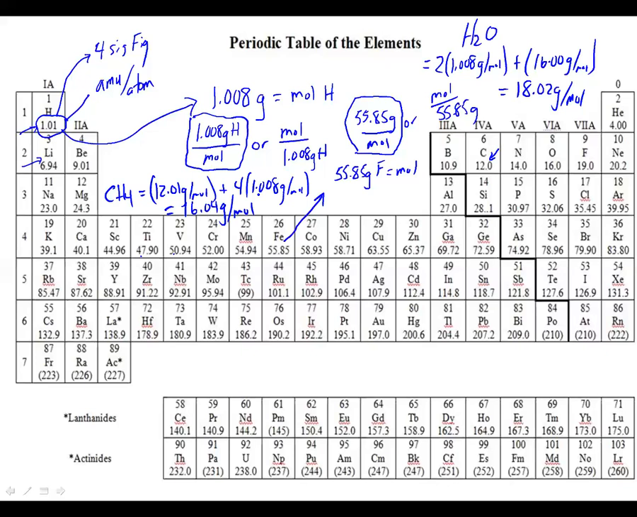So we could calculate the molar mass for an individual element. We could also calculate the molar mass for a molecule as well. And numerically, as we can see, the molar mass in grams per mole is equal to basically the atomic mass that you find on the periodic table. Any questions on that?